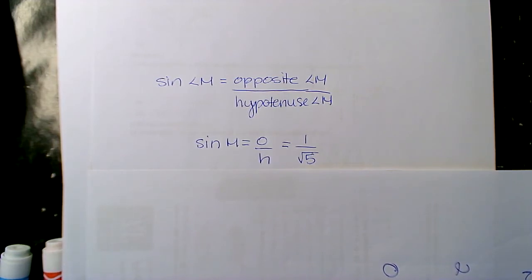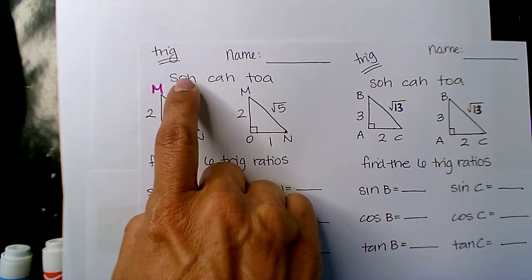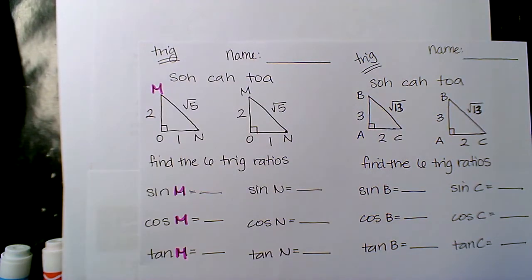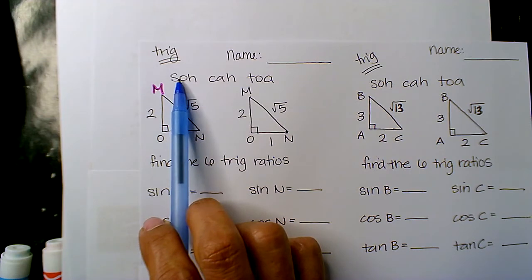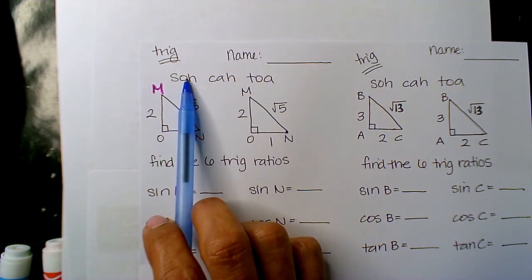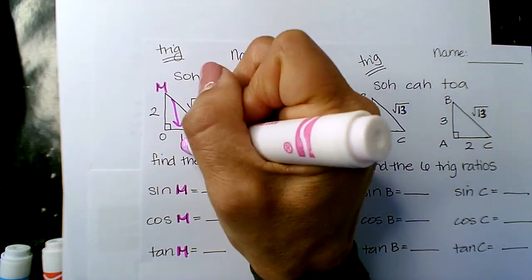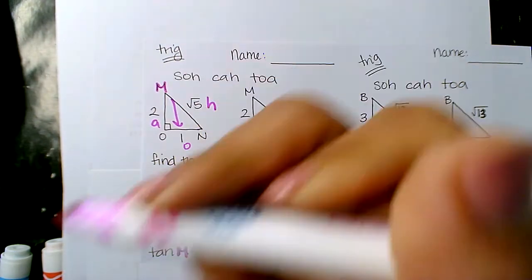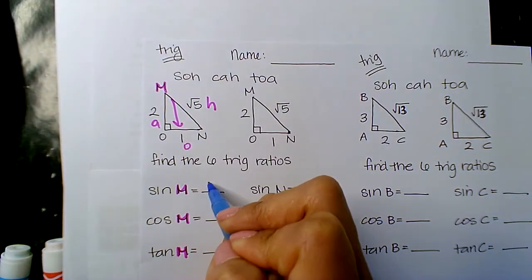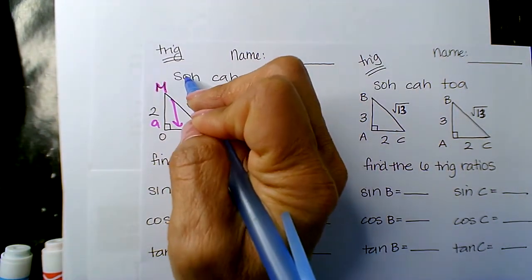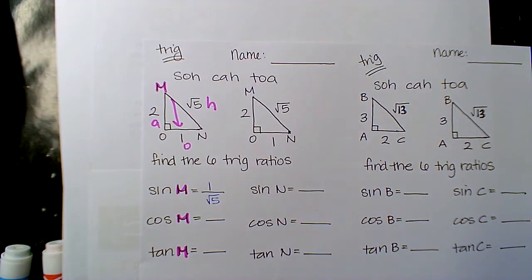So if I come back here, SOH, this is giving you your write-up. The trig function sine is set equal to the ratio opposite over hypotenuse. So if this is opposite, adjacent, hypotenuse, opposite O is 1, hypotenuse, OH, hypotenuse is rad 5.